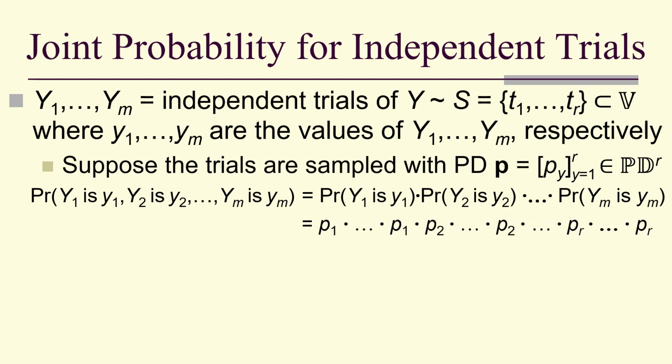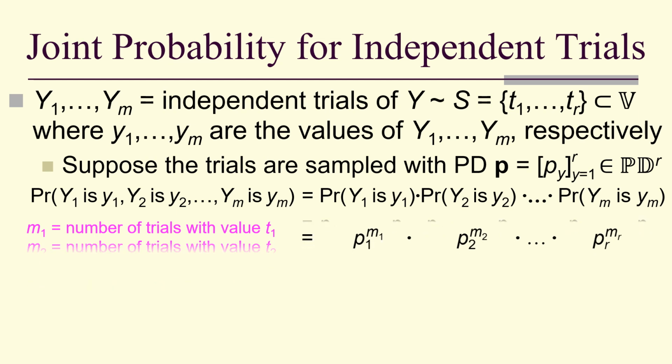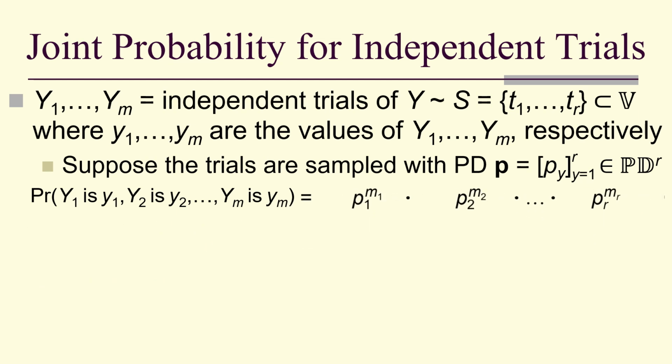Now, we can reorder. So if we let M1 be the number of trials with value T1 and M2 the number of trials with value T2 and so on and so forth, then we would get P1 M1 times and P2 M2 times and PR MR times. Or in other words, we would have P1 to the M1 times P2 to the M2 times PR to the MR. That is, our joint probability, these are independent trials, is equal to the product of these probability coefficients P to the M powers respectively.